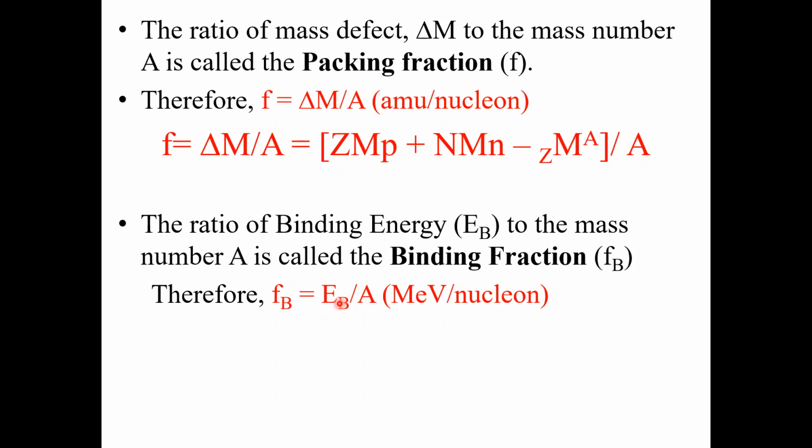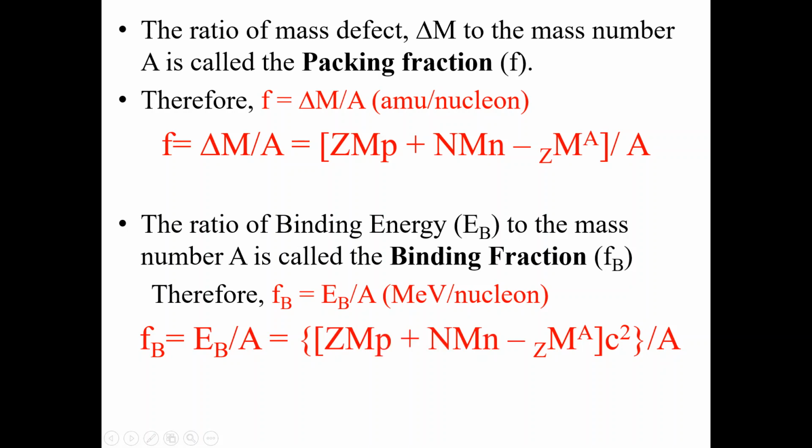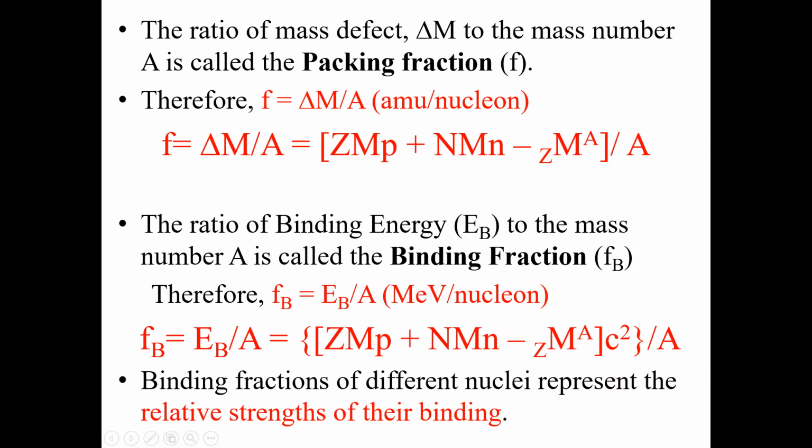Here the binding energy has the units of mega electron volts, and A again is the number of nucleons in a particular nucleus. So the binding fraction is given mathematically by EB, the binding energy, divided by A, the mass number. This is how we can calculate the binding fraction.